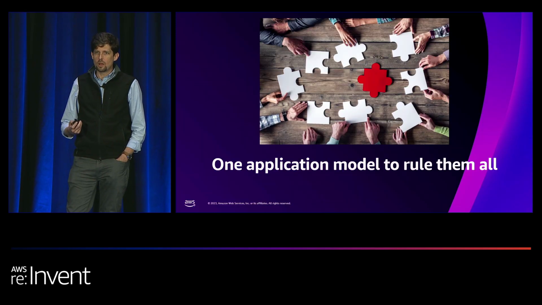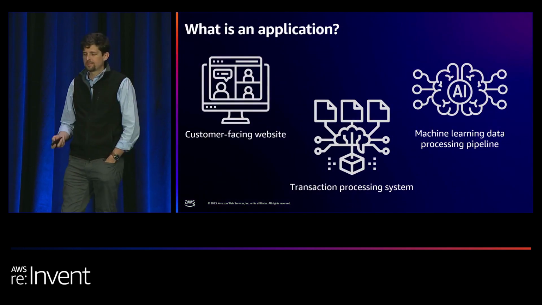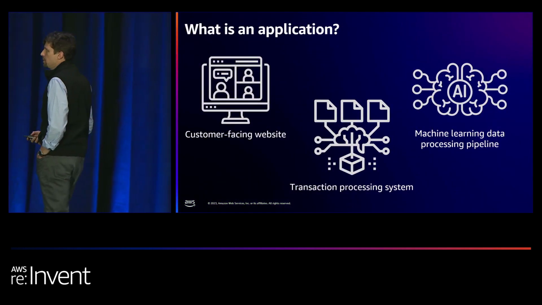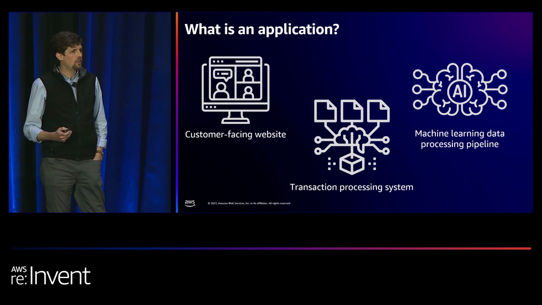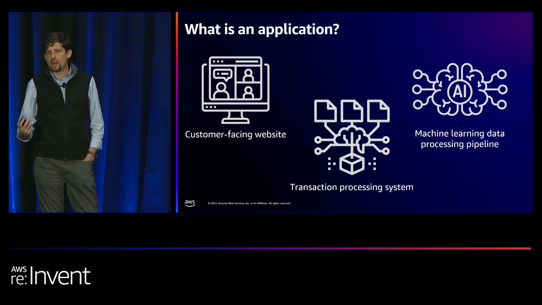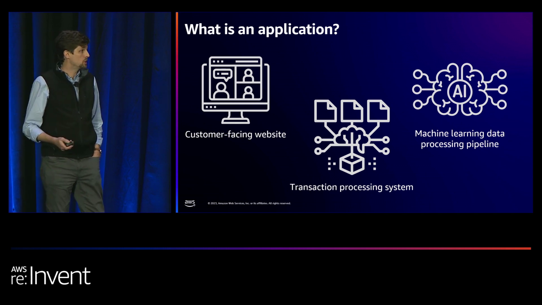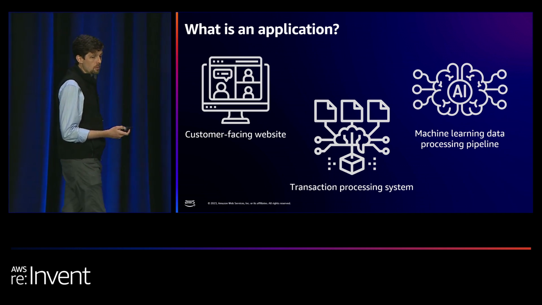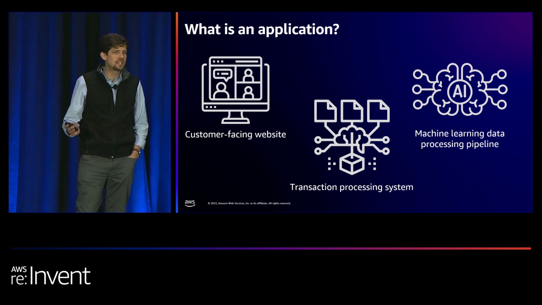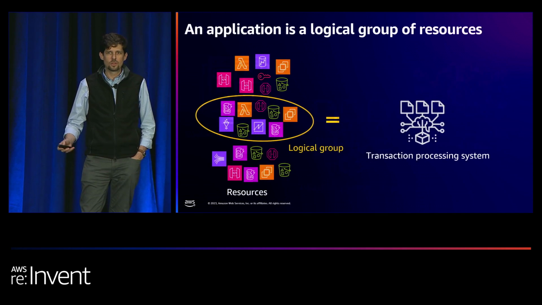But in order to make use of application operations, I want to talk about the application model and what you need in order to support it. Starting off, I'm going to talk about what an application is. Many of you probably have organized your teams around, you may call them applications, you may call them projects or workloads. These may be customer-facing websites, transaction processing systems, or machine learning data processing pipelines. Collectively, we're just going to refer to all of this as applications.